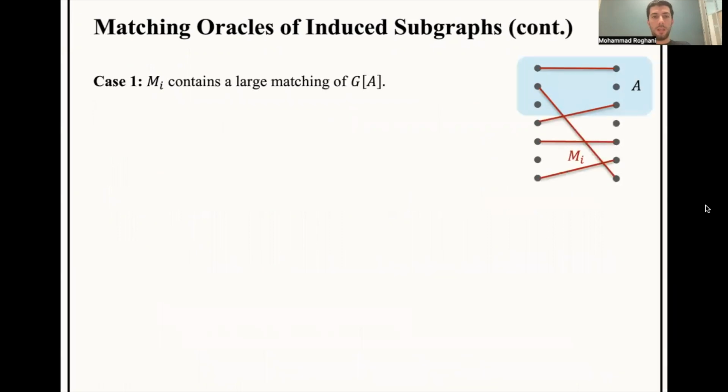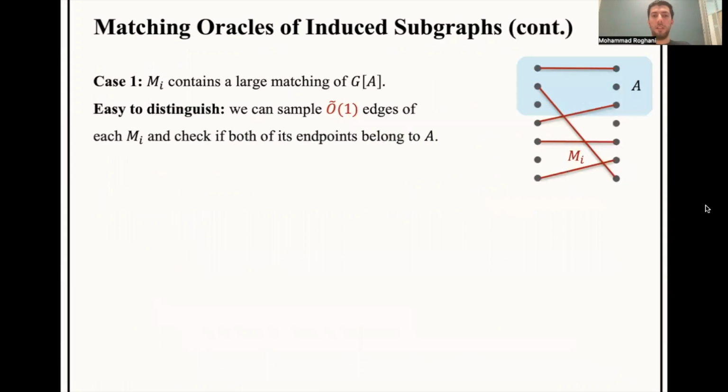If one of the M_i contains a large matching in the induced subgraph of A, then this case is easily distinguishable, because we can sample Õ(1) edges of each M_i, and for each of them, we run the membership oracle to see whether both of their endpoints are in A or not. Then if one of them has a large matching, we can distinguish that.